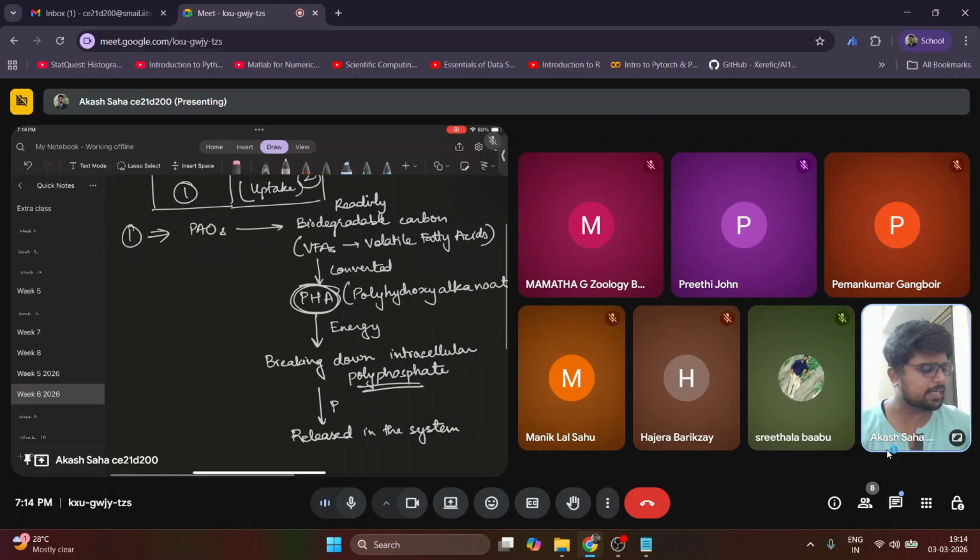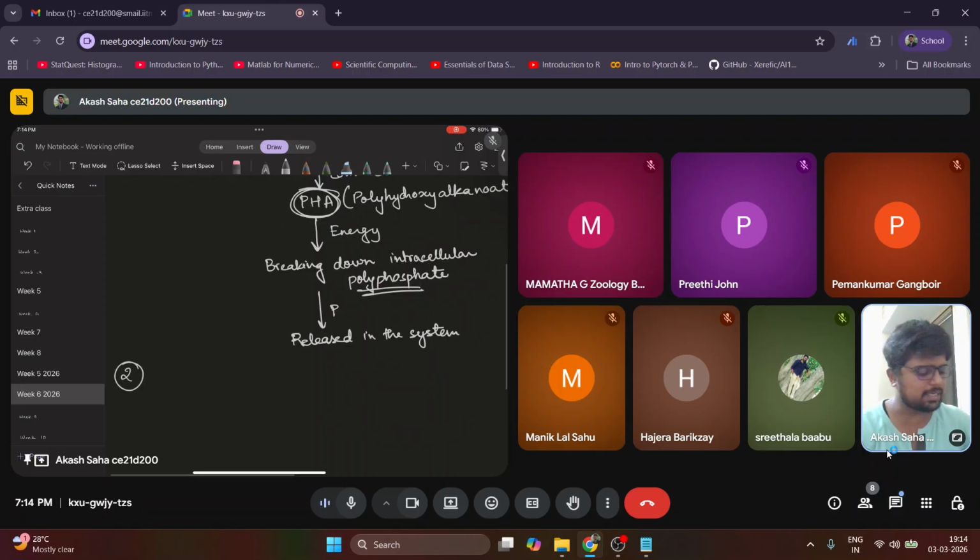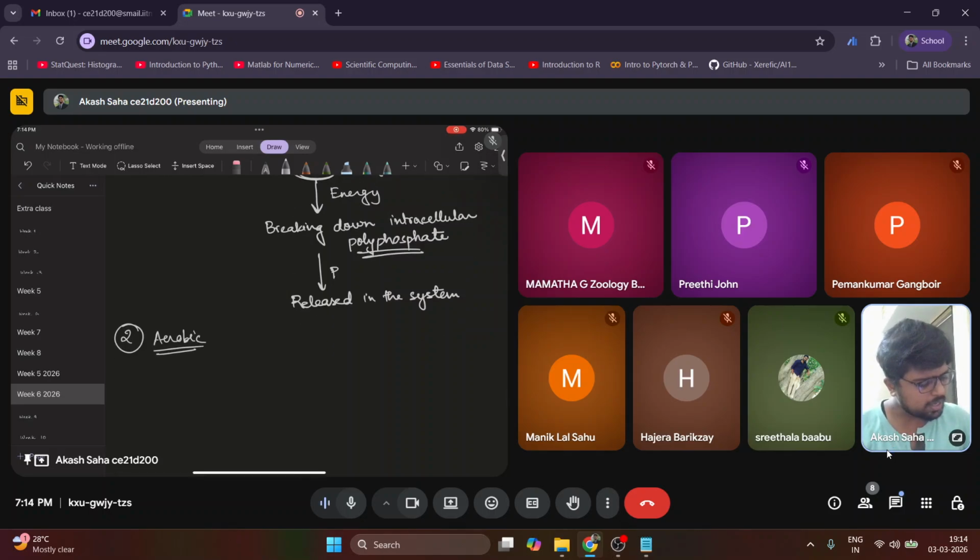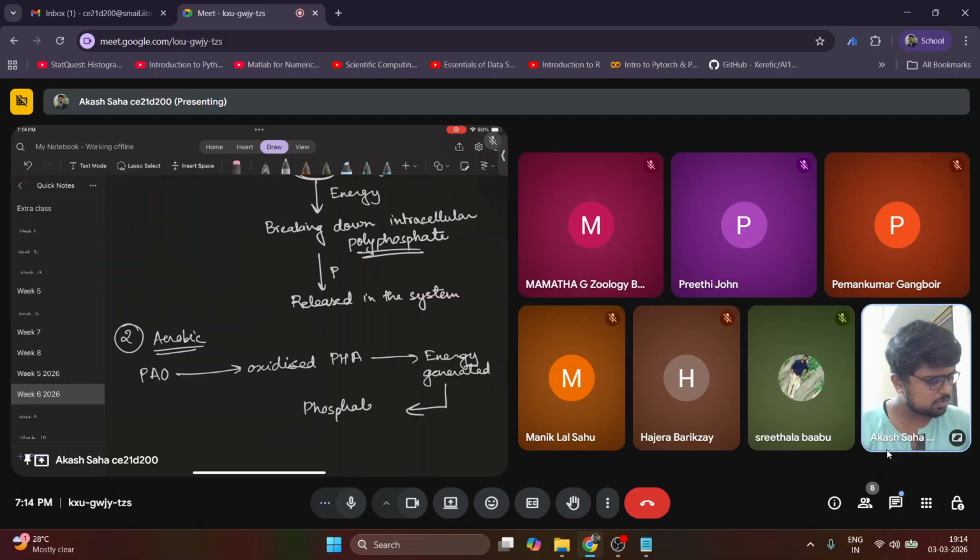Now comes the second unit, which is an aerobic chamber. In this, the phosphorus accumulating bacteria will oxidize those PHAs. Whatever PHAs were formed will be oxidized and energy will be generated. As I told you, these are like energy units. With this energy, the phosphate will be taken up again.